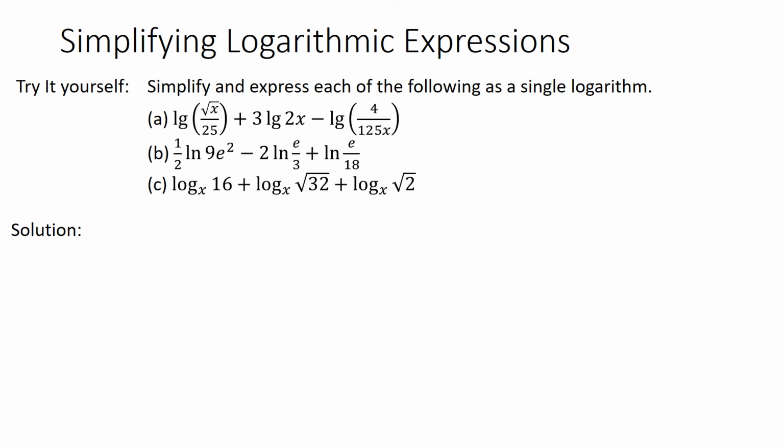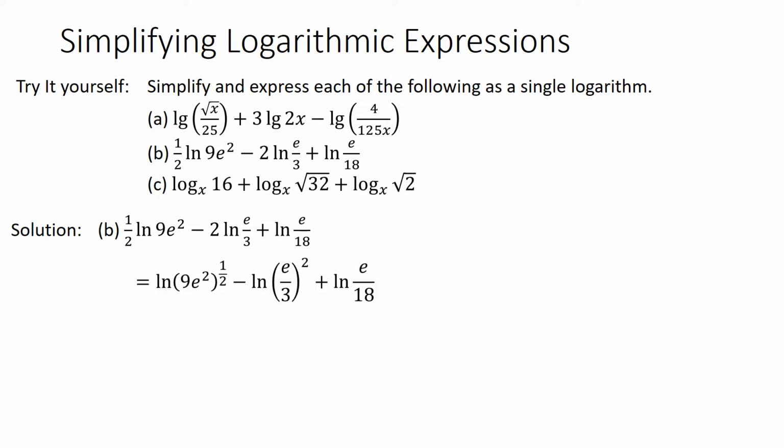Here is the solution for B. For B, the expression contains 3 logs, which is ln. And we can see that for the first 2 terms, there is a constant multiplied in front. Therefore, we need to use the power law so that the half becomes ln (9e squared) to the power of half. For the second term, the 2 becomes ln (e/3) squared. The third term, we just copy down.